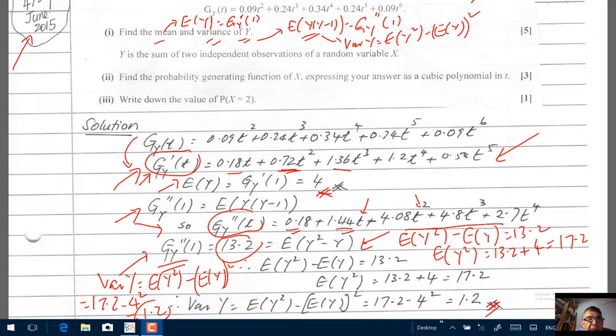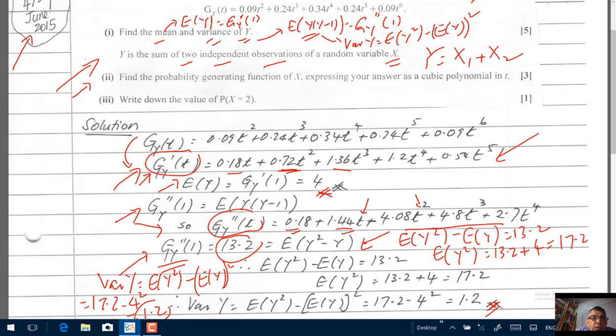We are continuing where we left off with the problem involving probability generating functions. Let's come back to this part here. Y is the sum of two independent observations of a random variable x. So we can write it as y equals x1 plus x2.